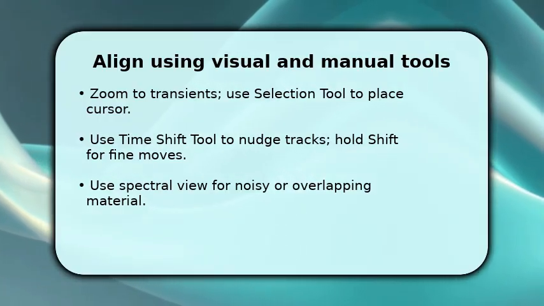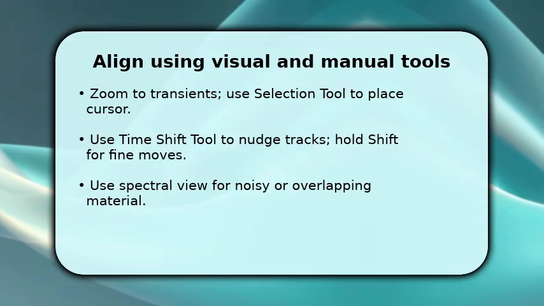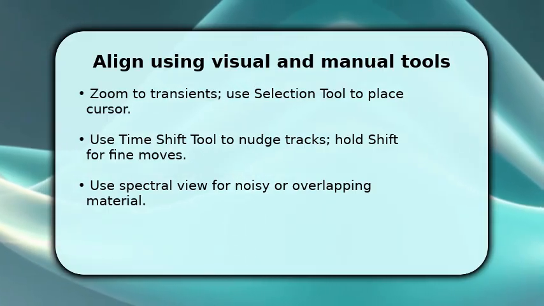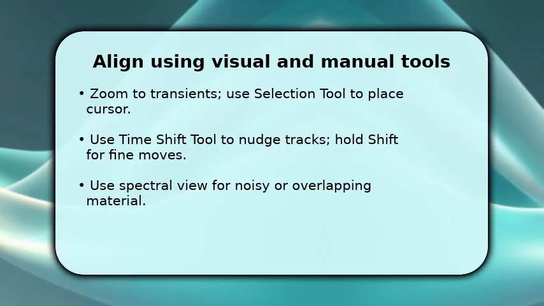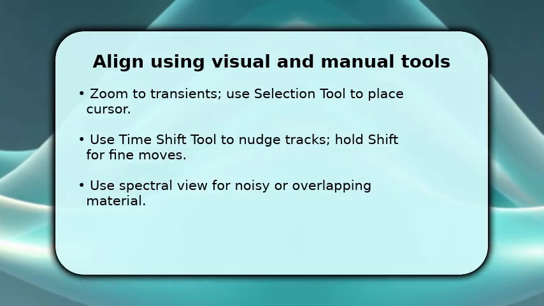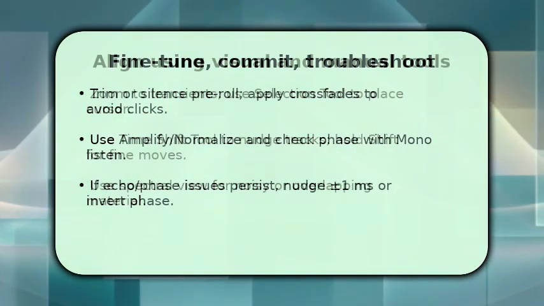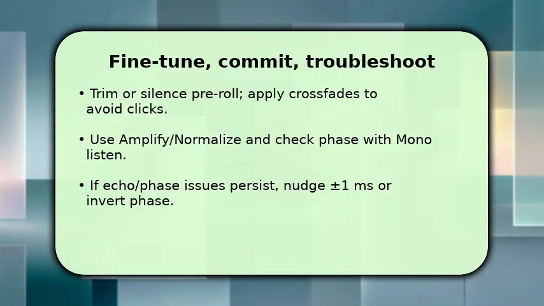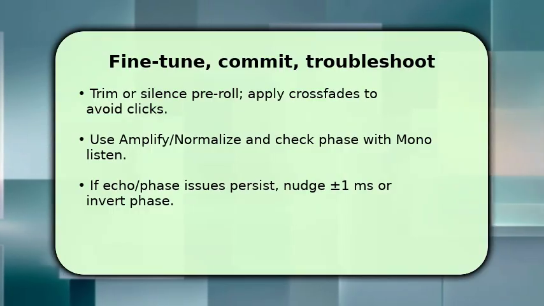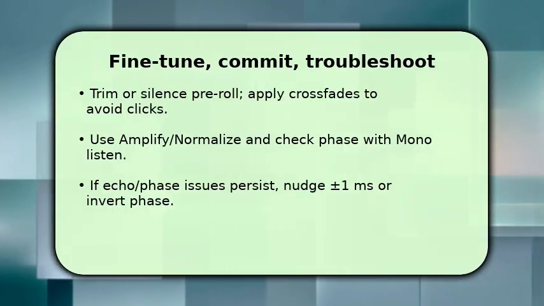If waveforms are messy, toggle spectrogram view to find matching frequency hits. Make short test plays of 1-2 seconds to confirm alignment before committing with edits or mixing. Finish by trimming excess silence, adding short crossfades where clips butt together, and normalizing levels so balance is consistent.